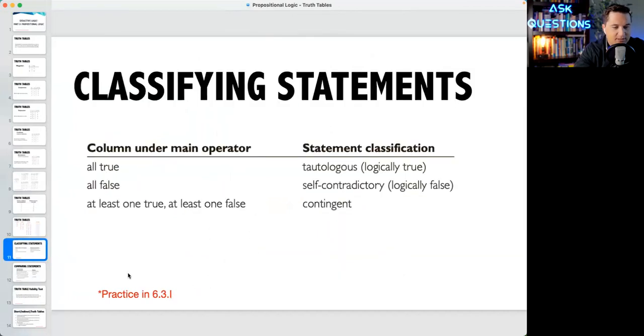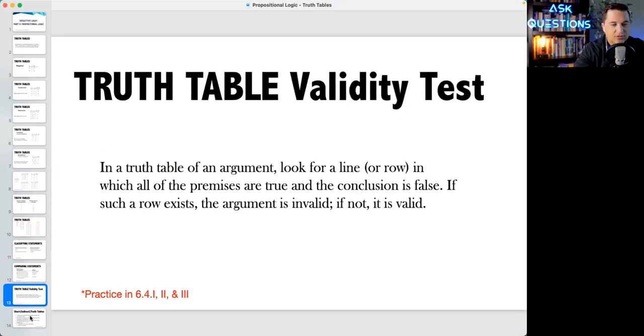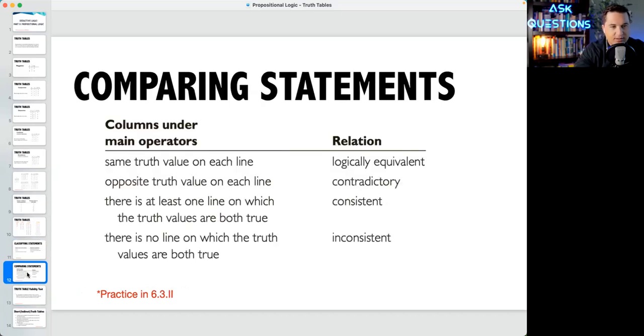All right. Okay, so we did that. So we'll wrap things up there. So all we have left to do is compare statements and then do truth tables for validity. So that will be in the next video on truth tables.